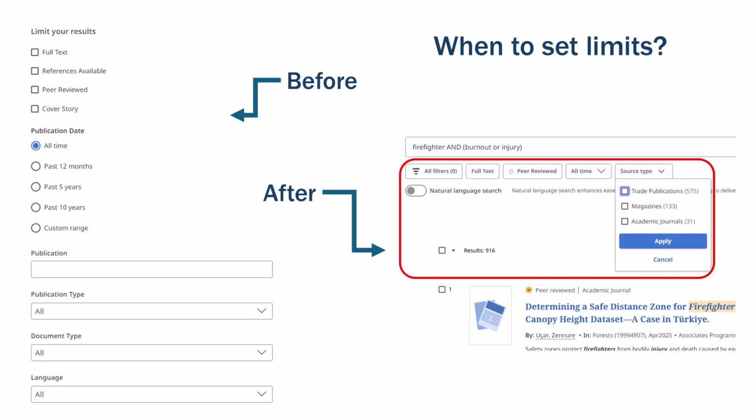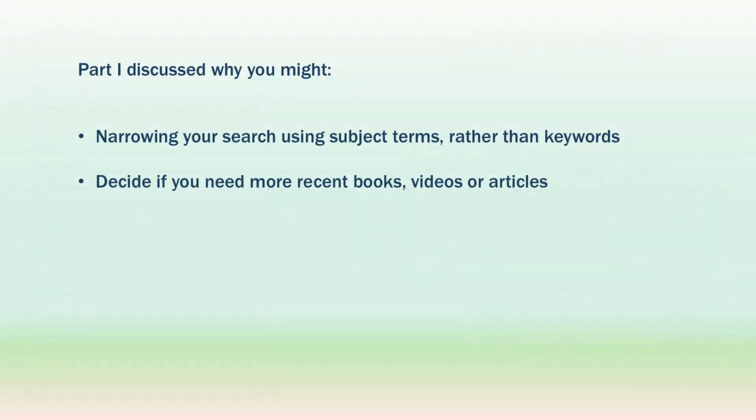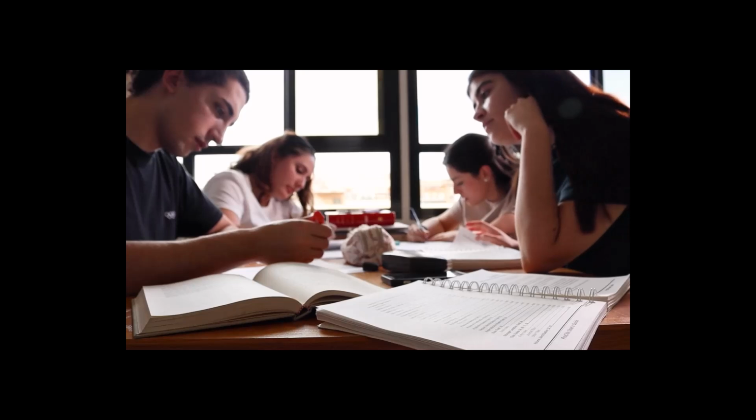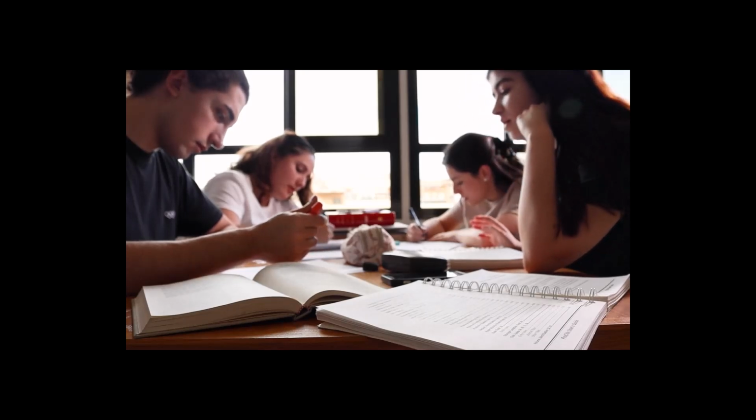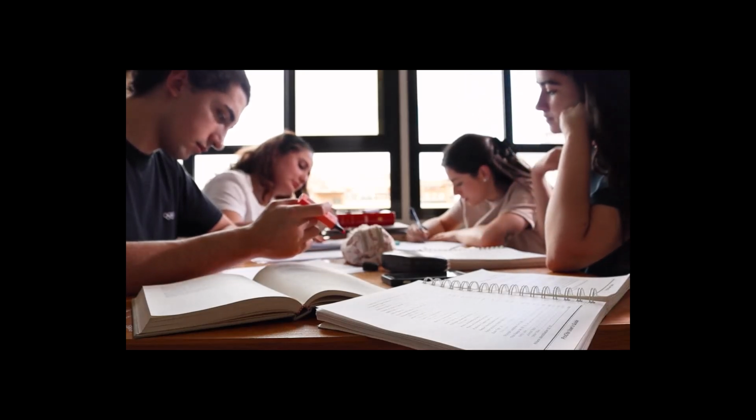There is no correct answer, so you can include limits before you run your searches or after you examine your results. Part 1 discussed why you might narrow your search results using subject terms rather than keywords, and to decide if you need more recent books, videos, or articles. Most databases, however, provide additional options for search filtering.